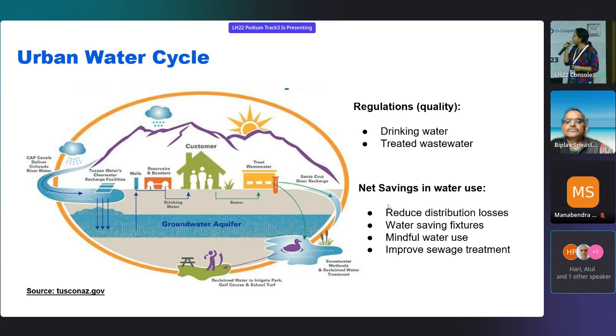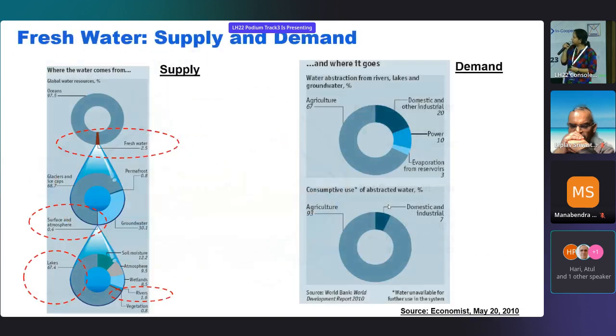And then finally, we have been talking a lot about saving water, reducing our water usage. The way we do that is usually we try to reduce distribution losses, which means that when we are supplying the water from the drinking water treatment plant to the consumer through the distribution system, we try to reduce losses there. We try to install water saving fixtures in each and every household. We try to improve mindful water use, making sure that a consumer does not waste water. And finally, we try to improve sewage treatment. So these are some of the ways in which we typically look at this problem.